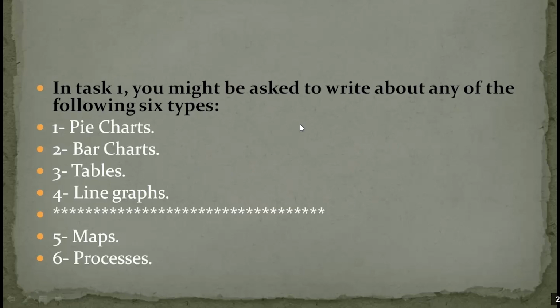Okay. So in task 1, you might be asked to write about any of the following 6 types: pie charts, bar charts, tables, line graphs, maps, and processes. The most common types are the first 4 types: the pie charts, the bar charts, the tables, and the line graphs. Maps and processes are not so common, so we're not going to focus on them very much in today's lesson. But the information that I'm going to present today is also going to be useful for maps and processes.